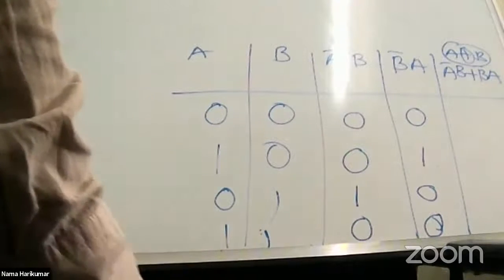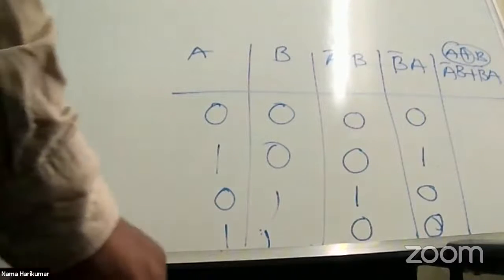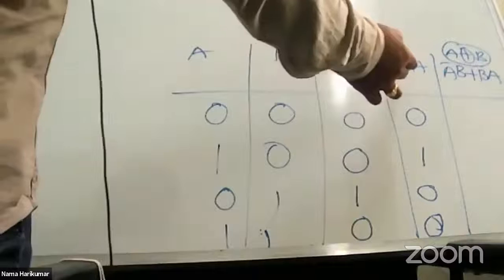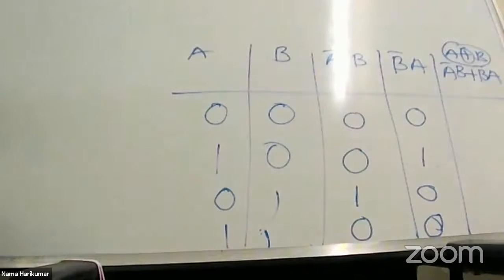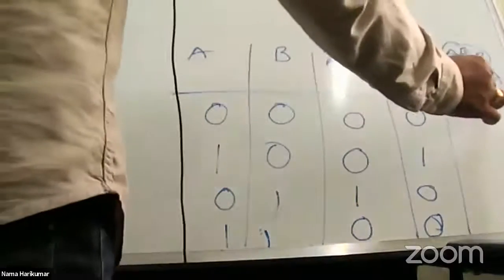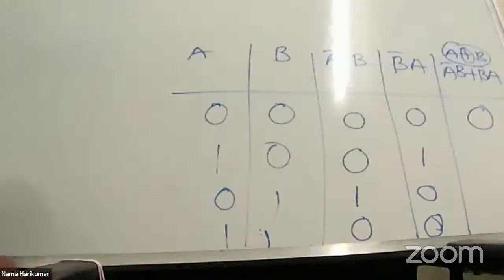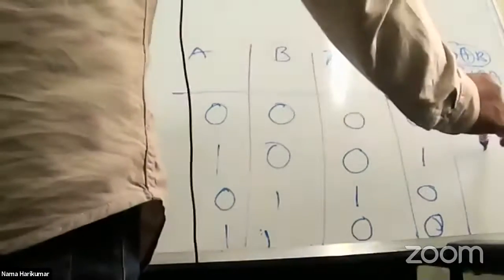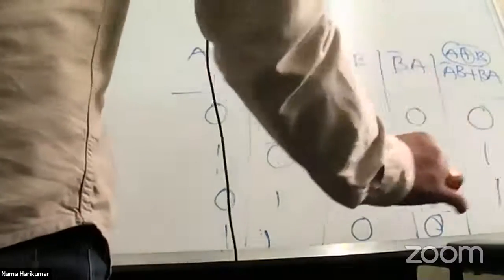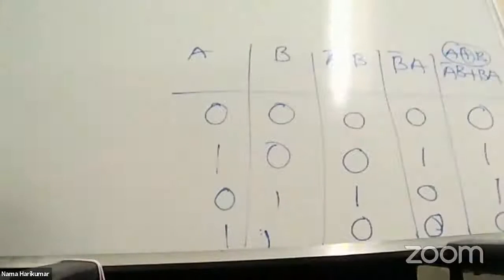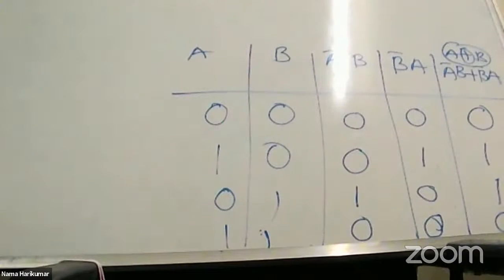Next, A complement B plus B complement A: 0 plus 0 is 0, 0 plus 1 is 1, 1 plus 0 is 1, and 0 plus 0 is 0. So these are the exclusive OR gate truth table. Correct.